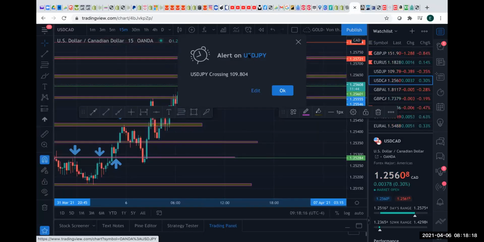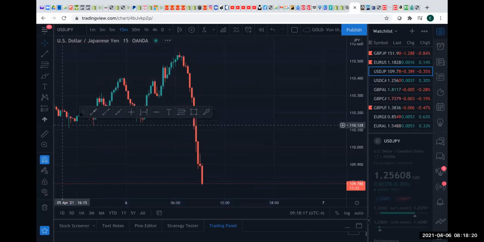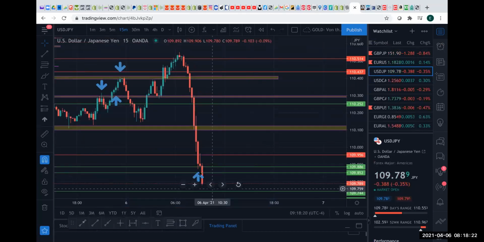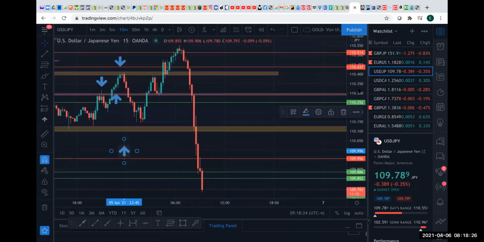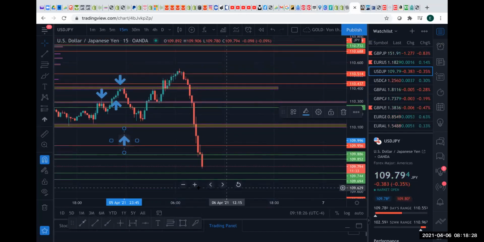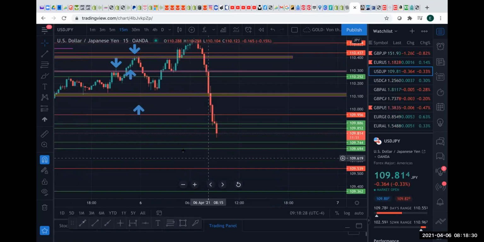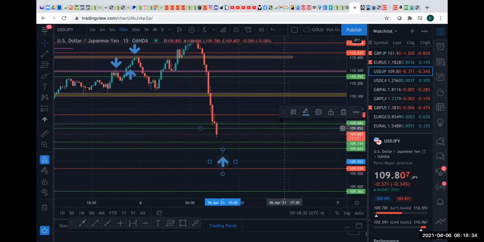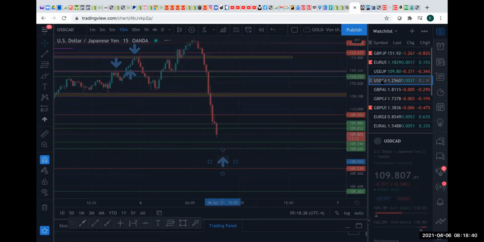So I got an alarm going off on UJ. Let's see what's going on. Okay, so UJ hit this bottom zone down here, so this thing is still dropping. Like I said, right now I wouldn't be looking to trade this pair because it's just dropping. So I'm going to ignore that alarm.